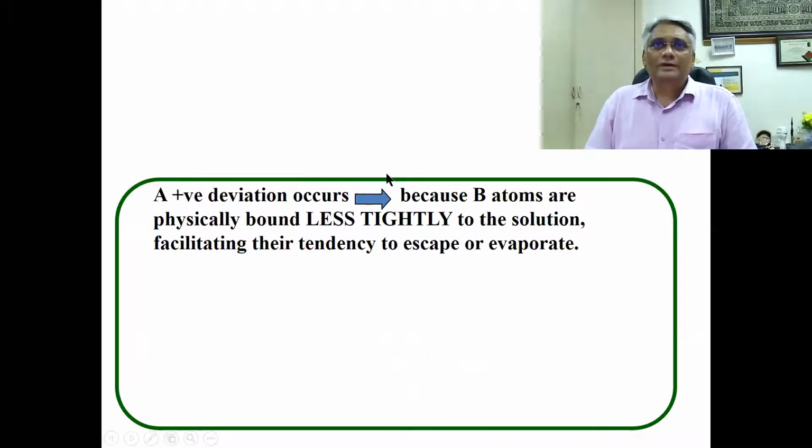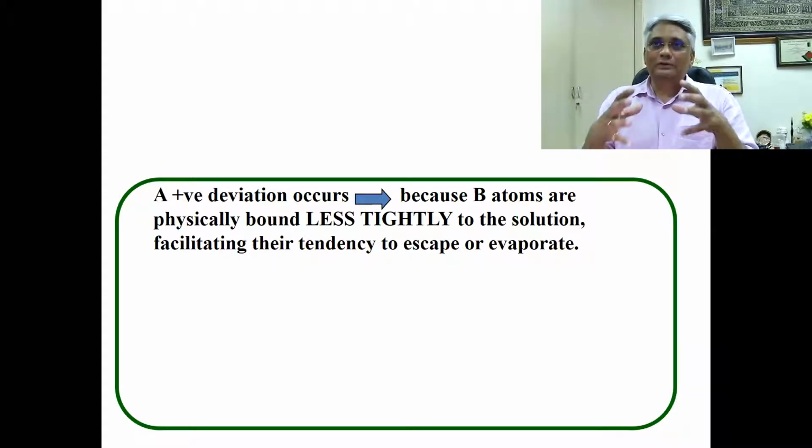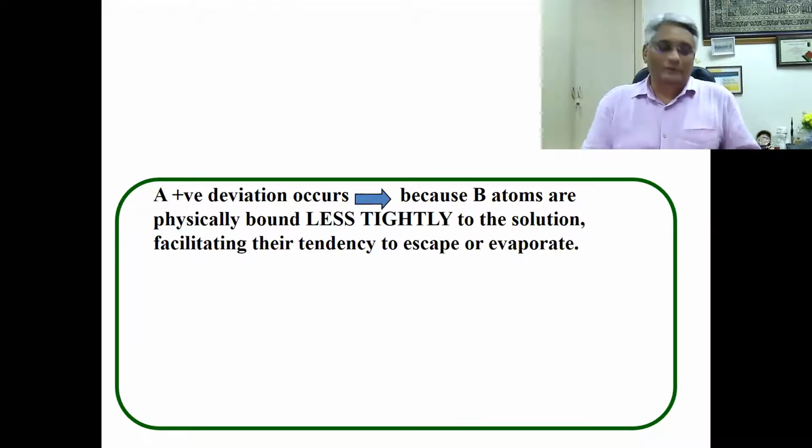A positive deviation occurs because B atoms are physically less bound to the solution, facilitating their tendency to escape or evaporate. So I told you in the previous class that in the case of alloys and intermetallics, unlike in the case of inorganic compounds, the bonding between metal atoms is much lower than that you normally have in covalently or ionically bonded compounds.